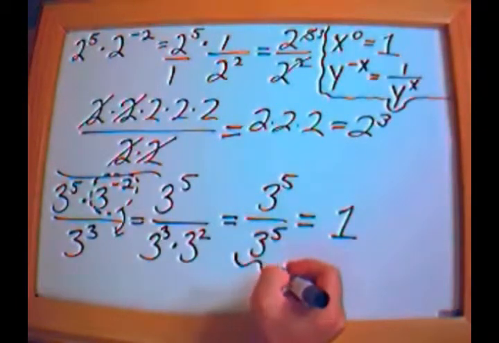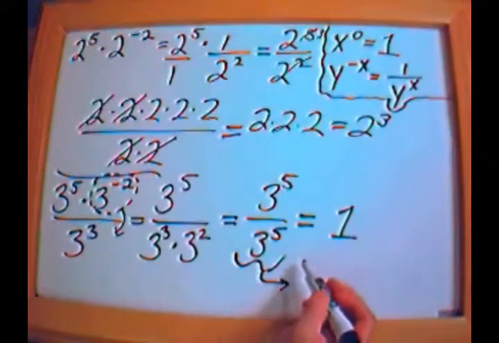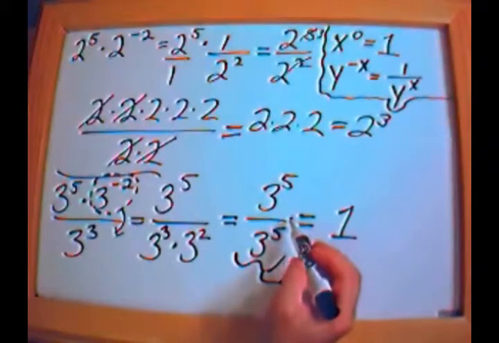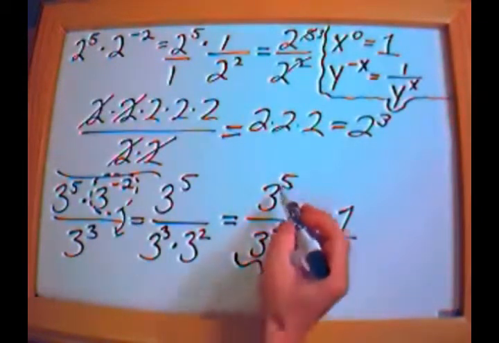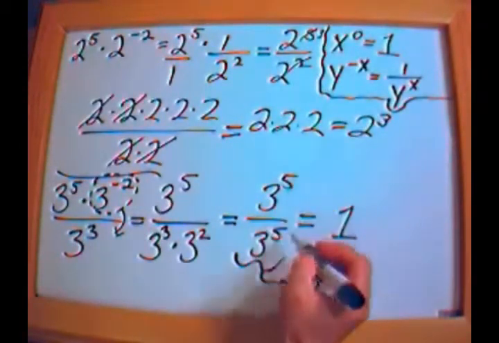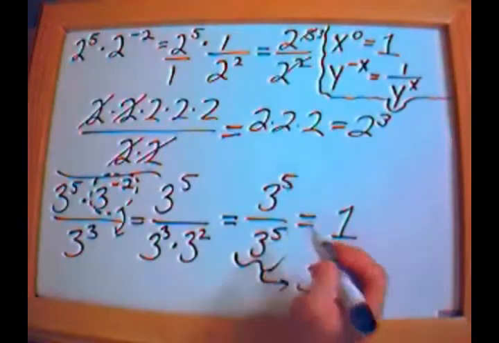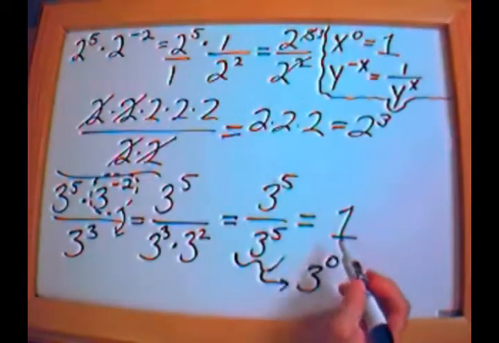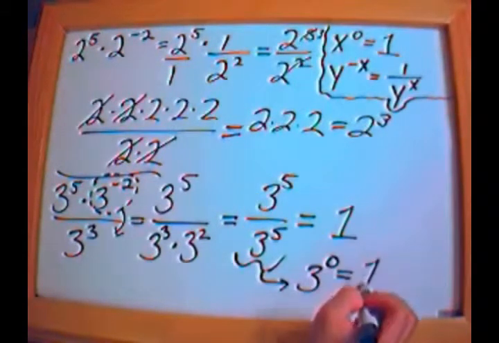Another way to simplify this, just an alternative way, is to say, okay, I've got 5 here and I've got 5 here, so this is going to be 3 to the 5 minus 5, which is 0, because I can subtract the top exponent from the bottom exponent because they have the same base, and anything to the 0 power is 1.